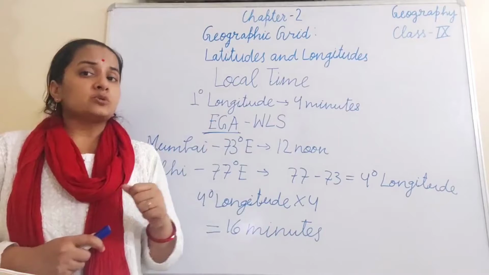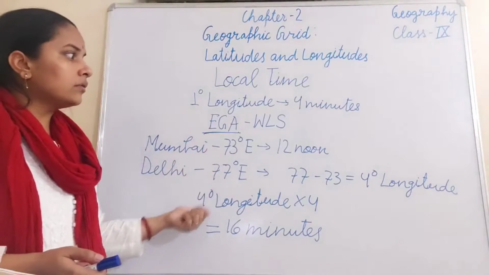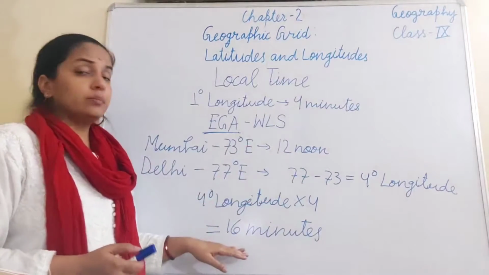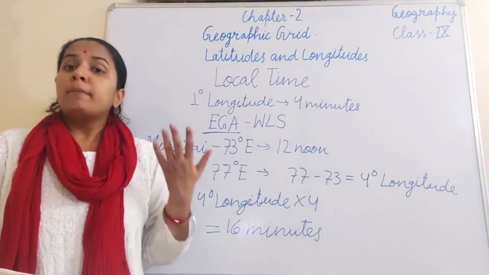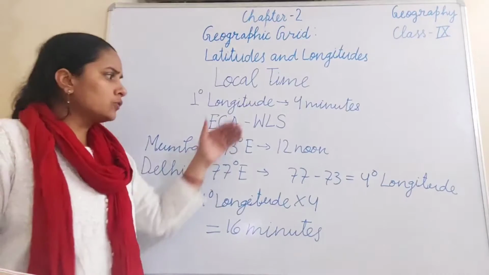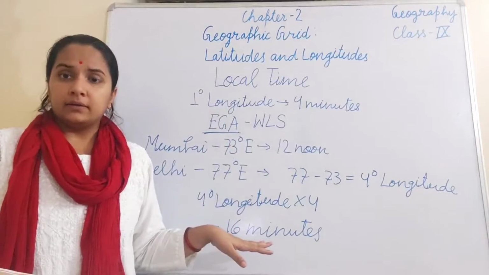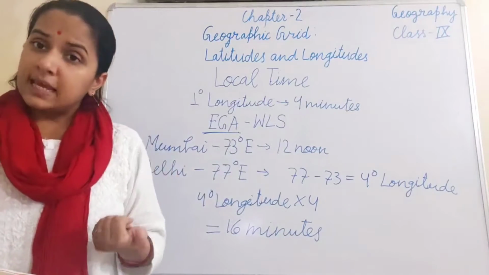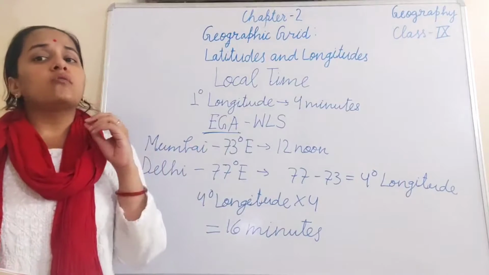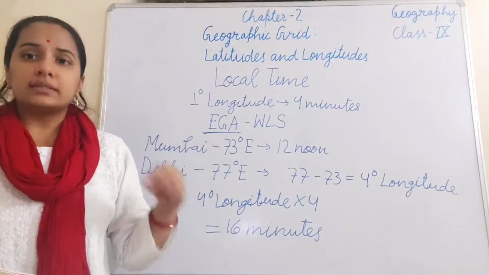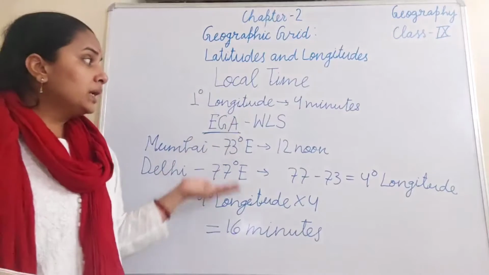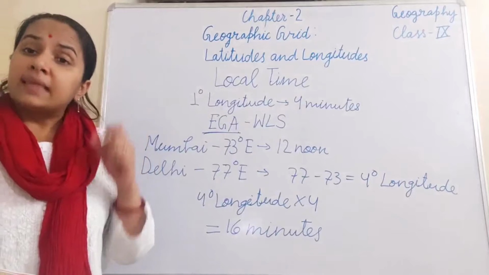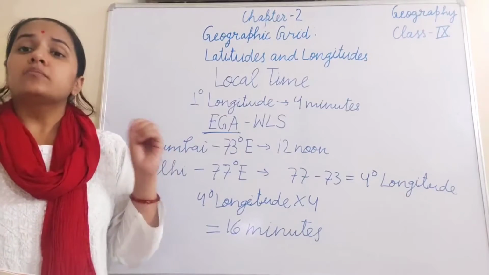Now you must be thinking that okay, we are hearing that while at Mumbai the time is 12 noon, at Delhi the time will be 12 past 16. But practically we do not follow this kind of timeline. The time that we follow all over India is the same. We do not run by the local time. So from where do we get the time that is followed all over India? That is because of the time zone.